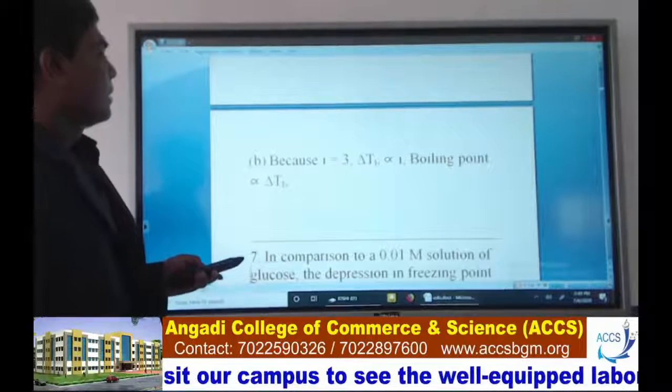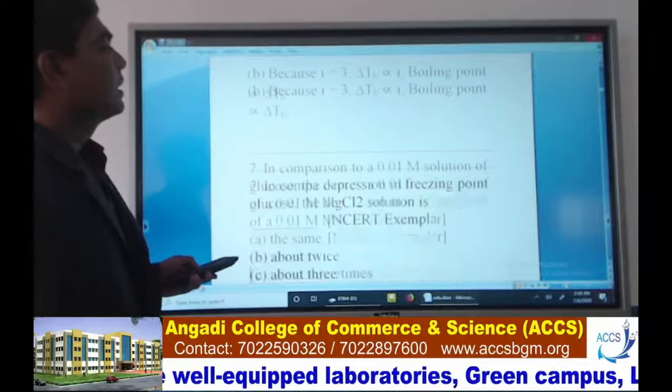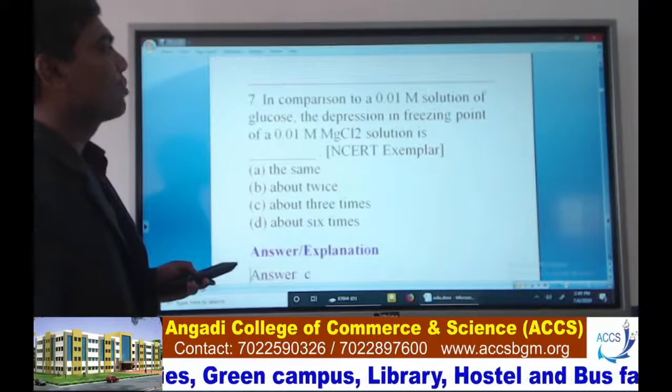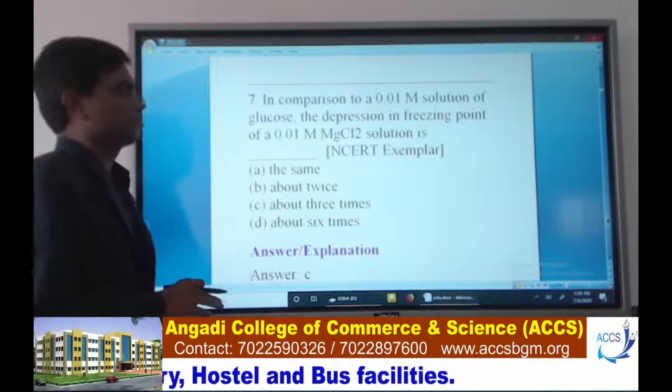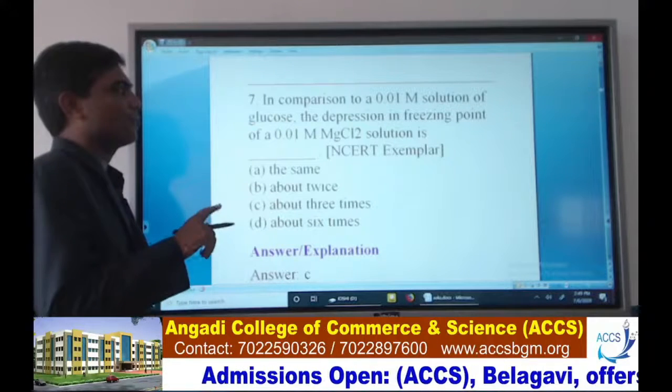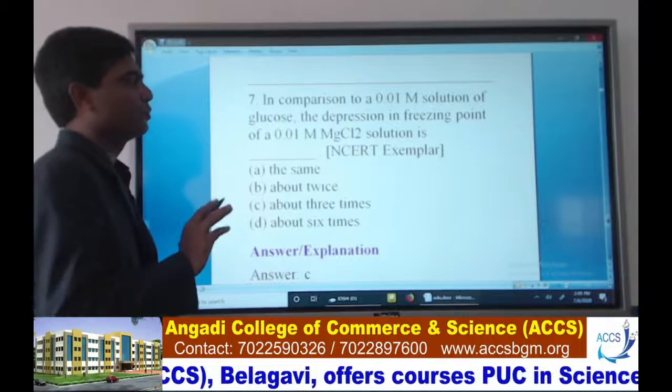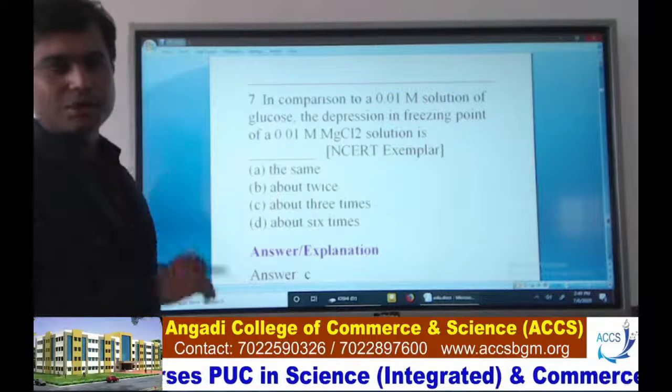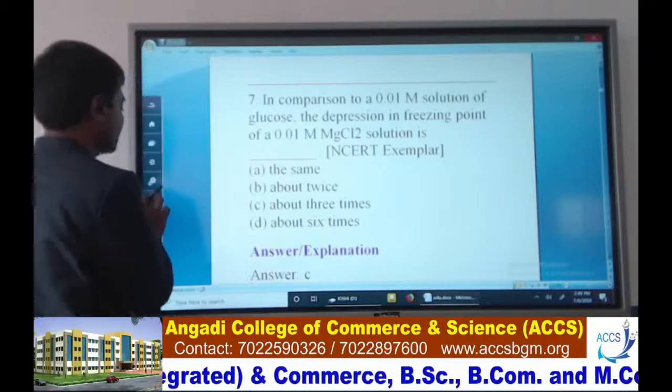Next one. In comparison to 0.01 m solution of glucose, the depression in freezing point of 0.01 m MgCl2 solution is... Again, it is related to Van 't Hoff factor. Let's see that first.